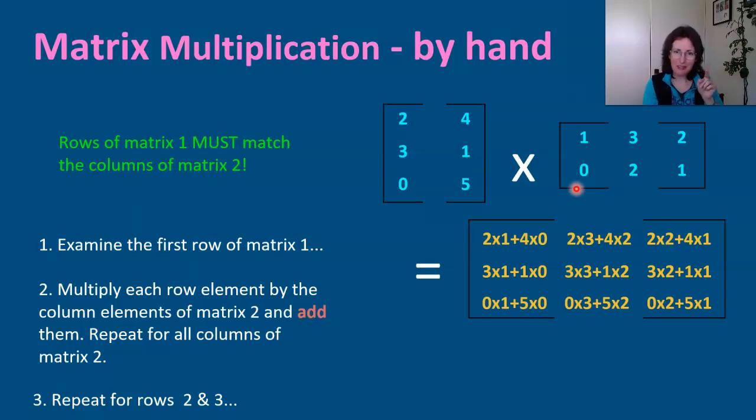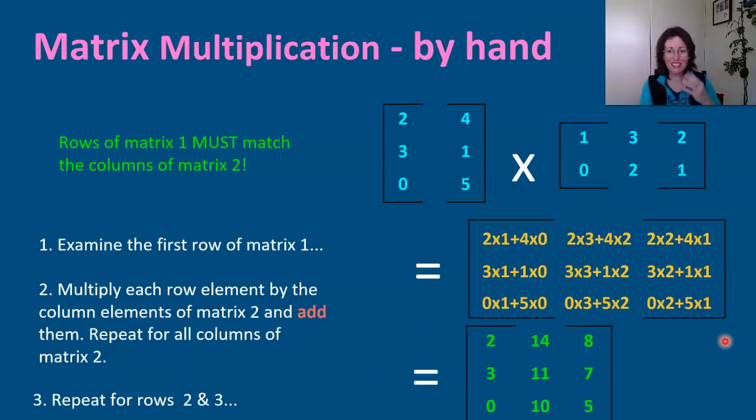And then you keep using row 2 until you've used up all of the columns, and then you move to row 3. And then you need to work each of these out. So 2 multiplied by 1 is 2, plus 4 multiplied by 0, which is 0. So doing all of those multiplies and additions, here is the matrix that we come up with at the end. So that's a 3 by 3.